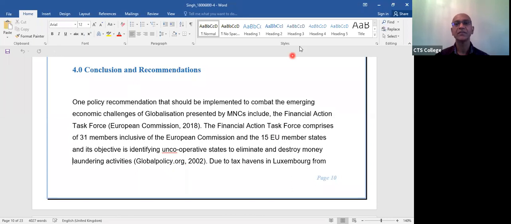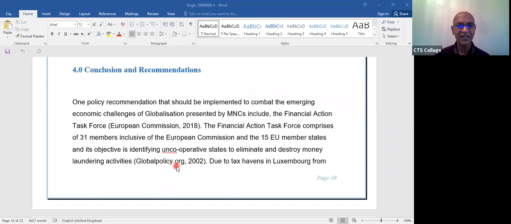Yes, we have very good Kristen and very good Kavita. There's no .org, and very good Ian. There's no .org. There's no .org in an in-text citation. It should be Global Policy. In fact, whatever is the name of the organization or the name of the author, that should have been stated here, comma, 2002.